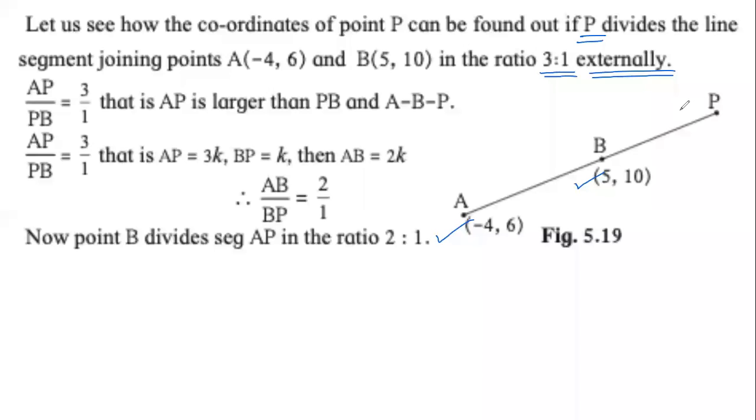3:1 externally. Now 3 is more than 1, that means P is on the other side of B, it is longer, 3:1. If we kept P on the left hand side of A, then it cannot be 3:1. Because 3 is greater than 1, because the numerator is greater than the denominator, we have kept the point P on the right hand side. So what here it means is AP by BP equals to 3:1.